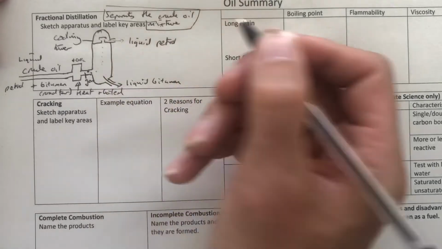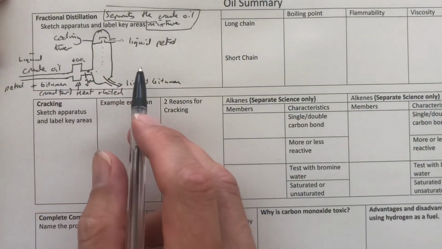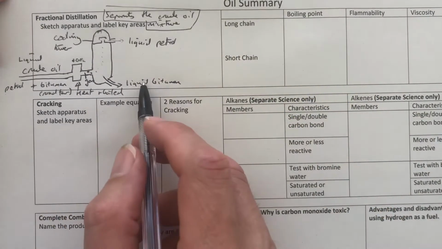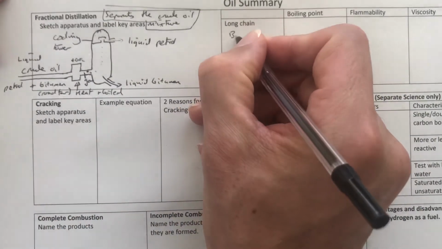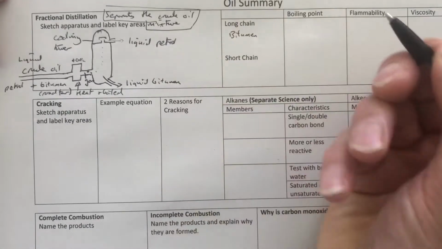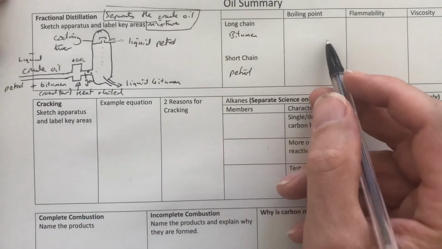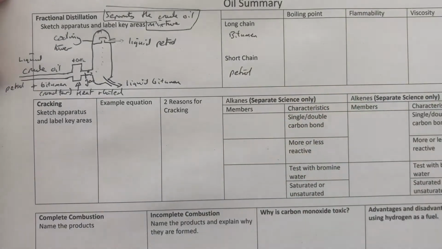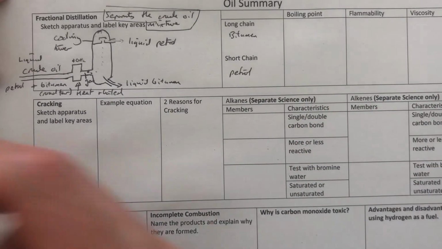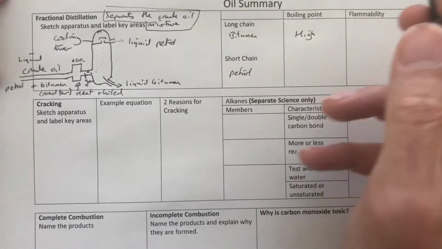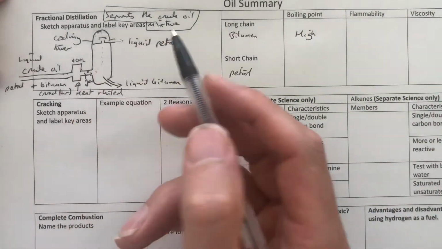This process is called fractional distillation, and that is how crude oil is separated. Now, of those two, bitumen has a long chain, okay? Petrol has a short chain. And that dictates the characteristics of those chain molecules, the chemistry of those molecules, if you like. The long chain molecules have high boiling points. The longer the chain, the higher the boiling point, the shorter the chain, the lower the boiling point.